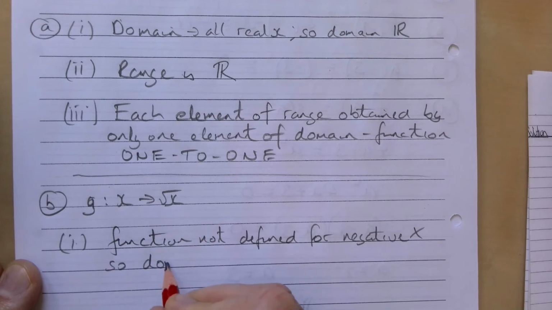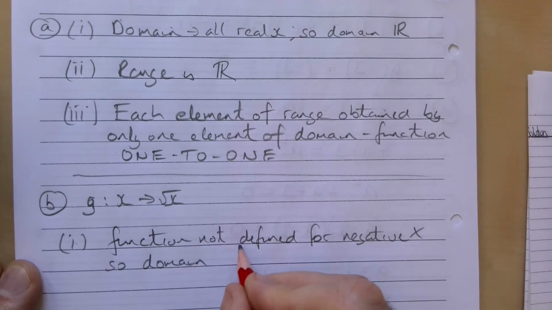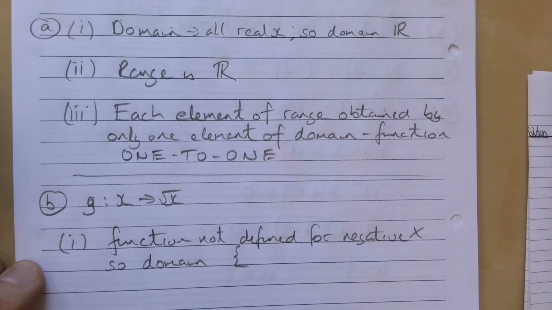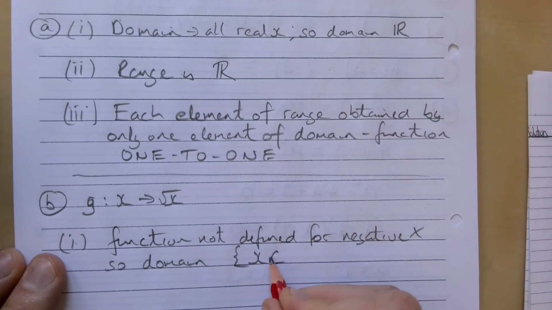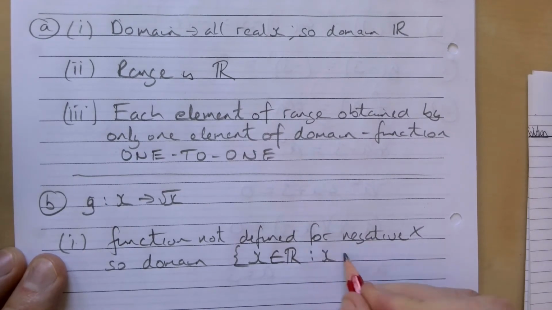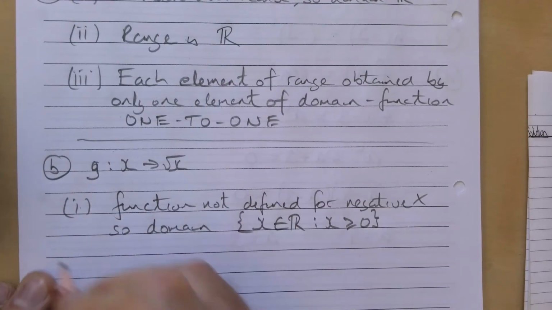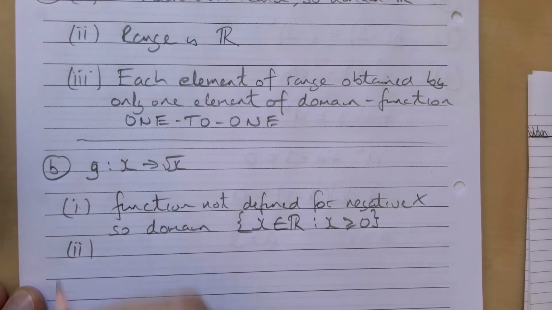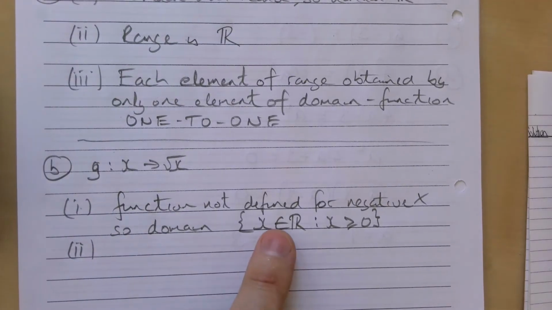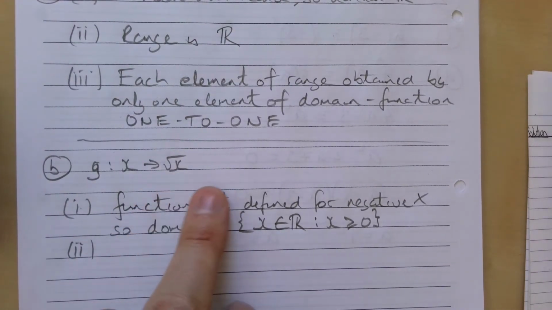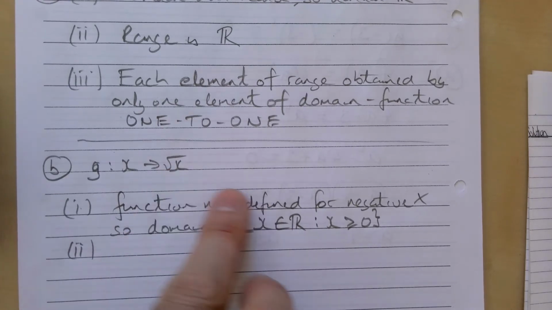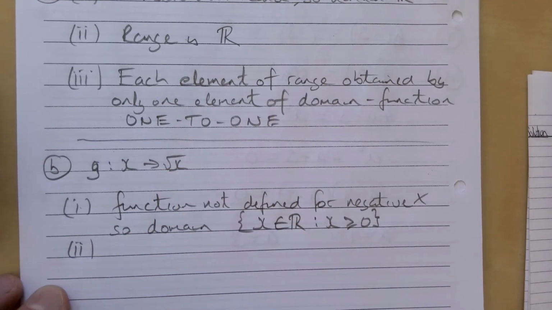So our domain, and again just so you can get used to this, you sometimes see things written like this with curly brackets: x is a member of the real numbers and x must be greater than or equal to 0. For this domain, the range will contain all the positive numbers in R. If you're only putting the positive numbers in, you're just going to get the positive numbers out.